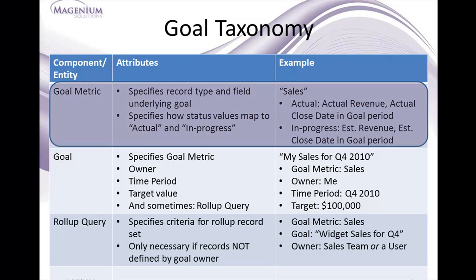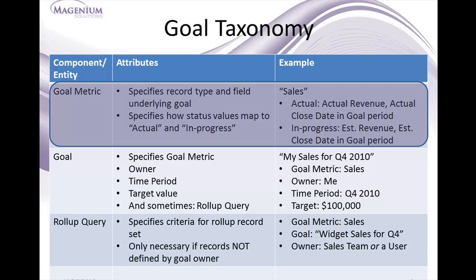So goal metric, you'll see in a minute, we'll go to Dynamics CRM 2011, and there's a new record type for a goal metric. And this is a foundation component, and what the goal metric lets you define is the record type and field underlying the goal. So the record type is going to be something like, is it a count? Is it a revenue number? Is it some other numeric field? And what's the entity, the record type underneath the goal?